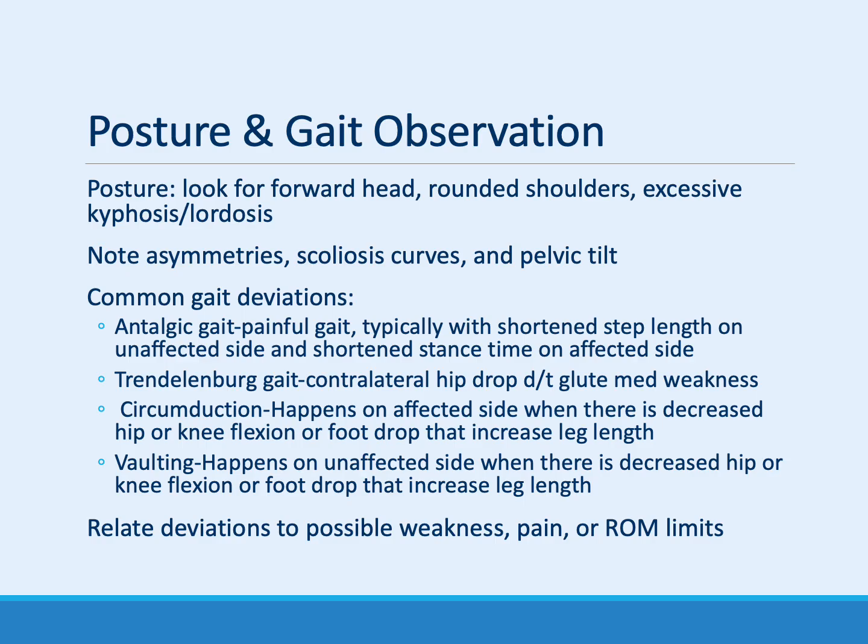For gait, we want to identify common musculoskeletal deviations. So like an antalgic gait is going to be a painful gait that has a shortened stance time on the painful side. Trendelenburg gait has the contralateral hip drop due to weak hip abductors, so glute med.